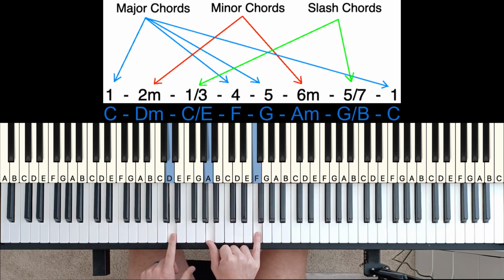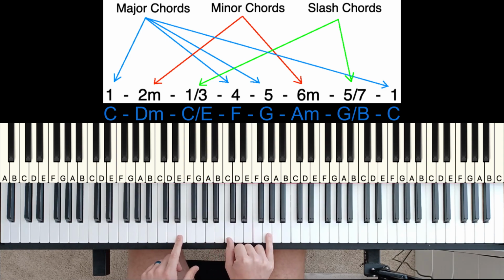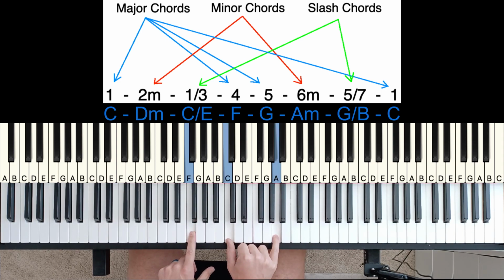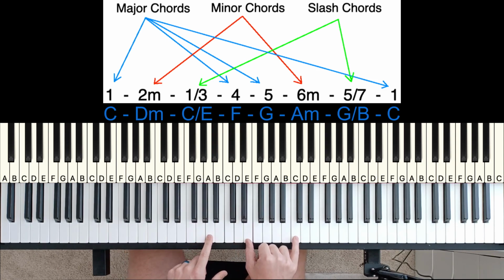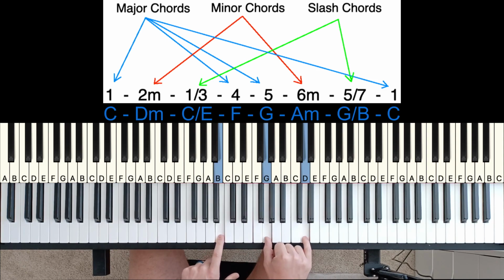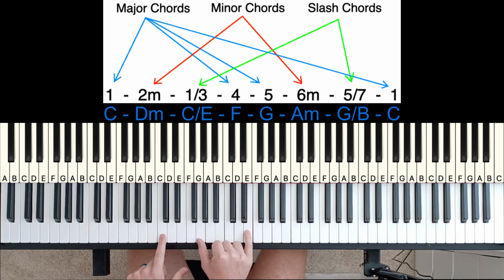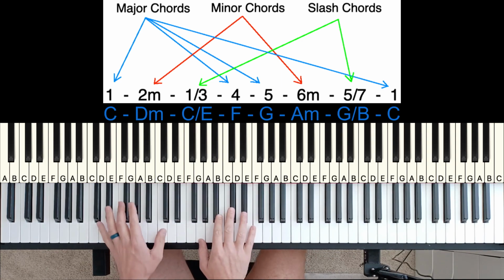So here's your C, or your 1, and then your 2 minor is a D minor, and you play it like that. Your third chord is a 1 over 3, or a C over E, and again, our right hand is only doing 2-note chords, so we're leaving out that middle note. Our 4th chord is an F, our 5th chord is a G, our 6th chord is an A minor, our 7th chord is a 5 over 7, or a G over B, and then our last one is a C, where we started.